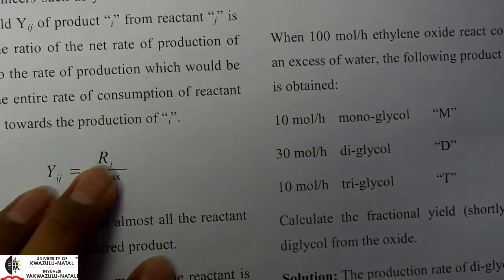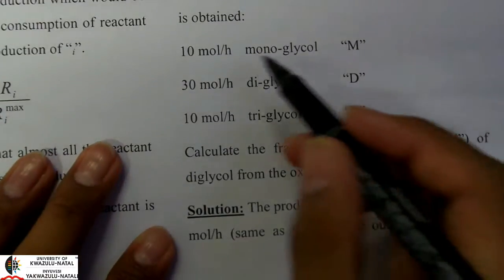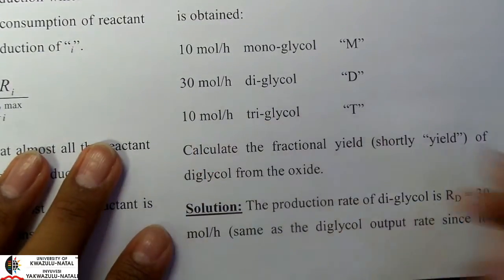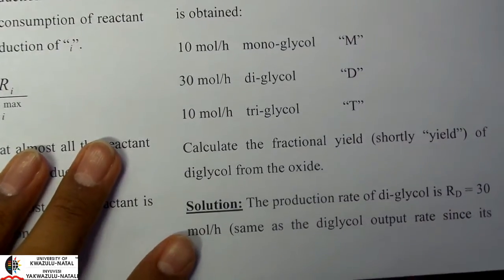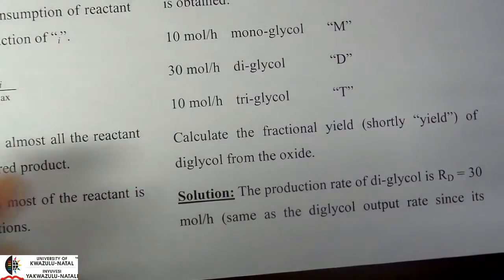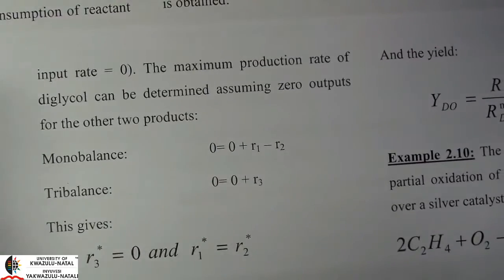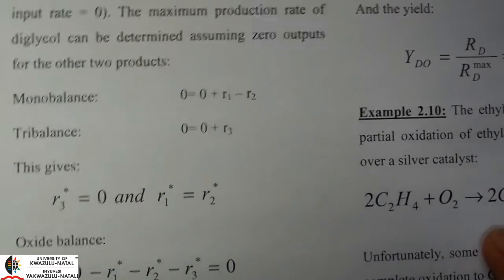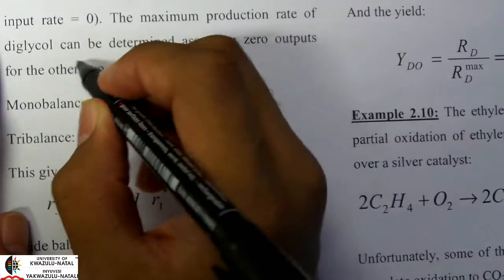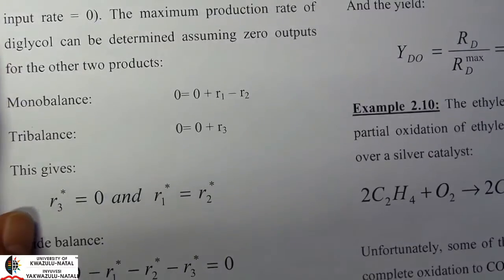Remember, the yield is the actual production rate over the maximum production rate. They have given us the actual production rate. Okay, so that's 30 moles per hour of diglycol coming out of the reactor. Okay, so that's the same as the diglycol output rate, since its input rate is of course 0. Now the maximum production rate of diglycol can be determined assuming 0 outputs for the other 2 products.